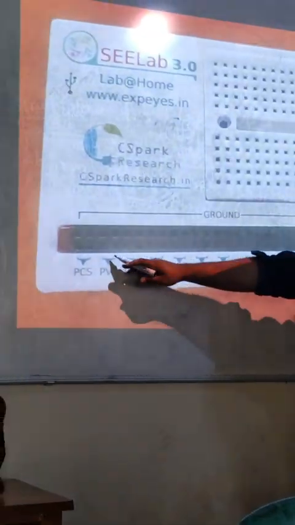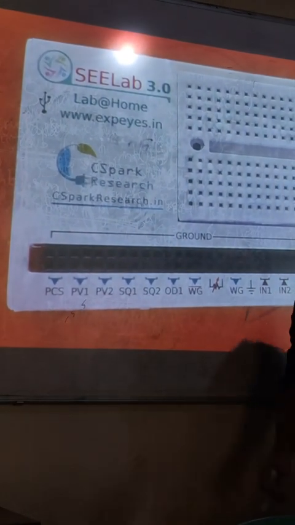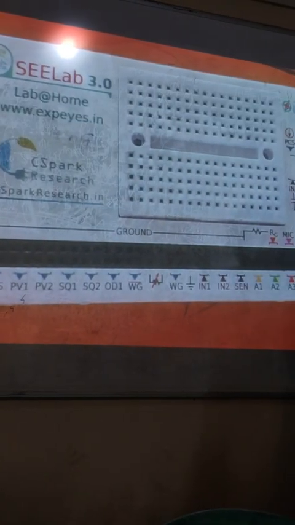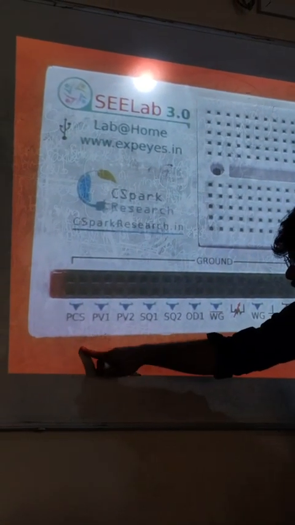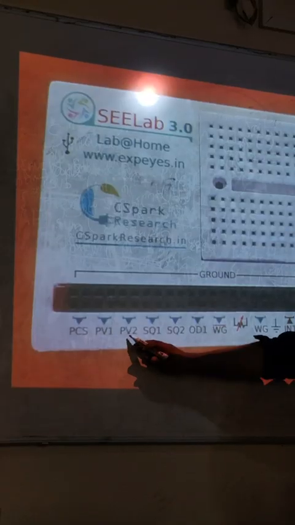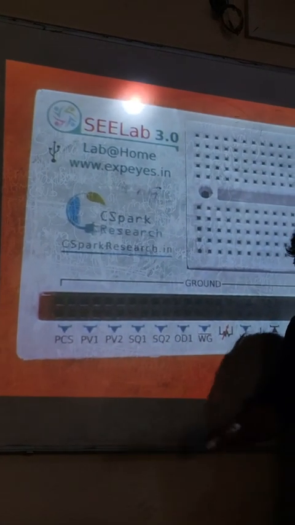Then you have PV1. PV1 is -5 to 5 volts adjustable voltage output. So if you're doing IV characteristics or any clipping clamping experiments, you can use this adjustable output. PV2 is -3 to 3 volts, again voltage output, fixed DC output. SQ1 is a square wave.